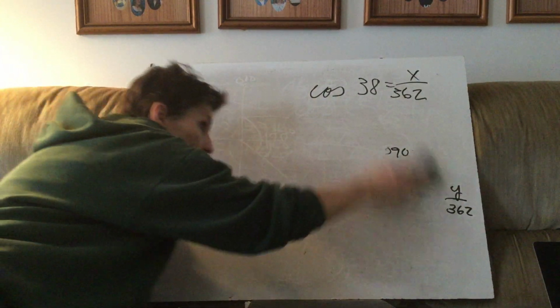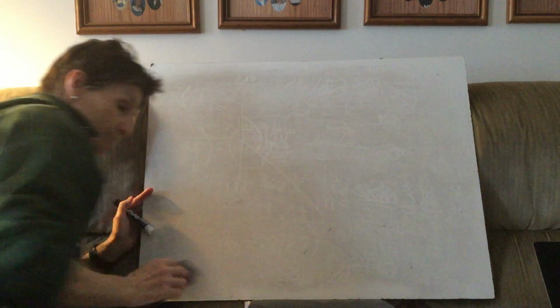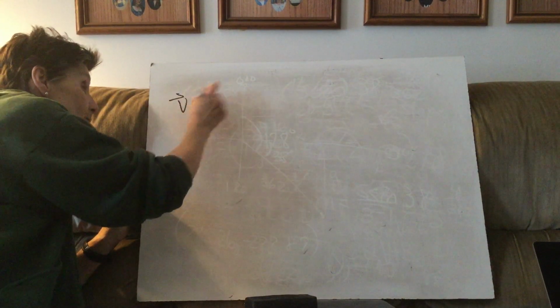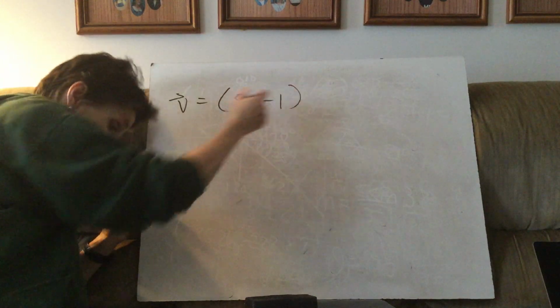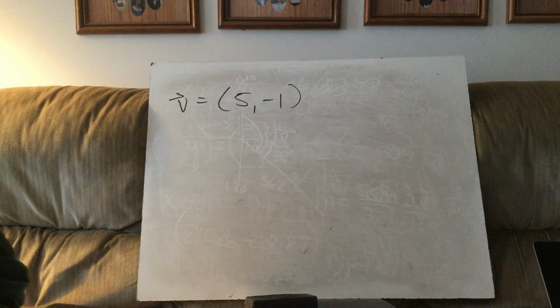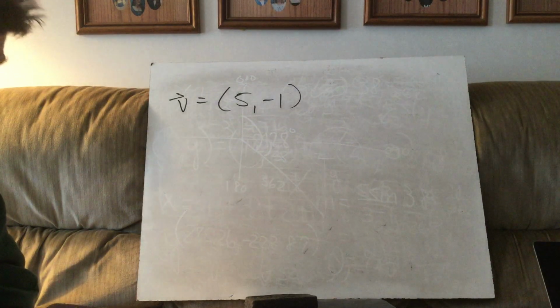So far, so good. Now we have a vector, 5, -1, and we want to make it a unit vector. Well, that's easy. Do you remember how to make a unit vector?